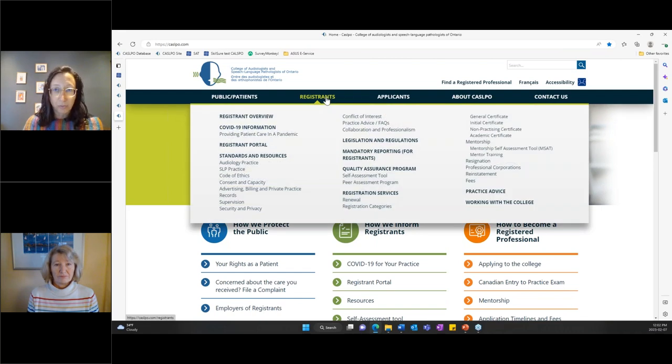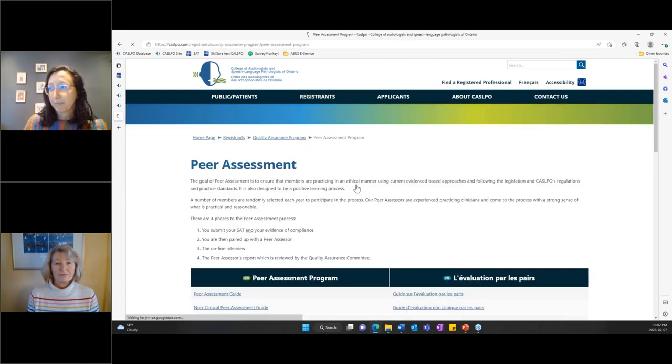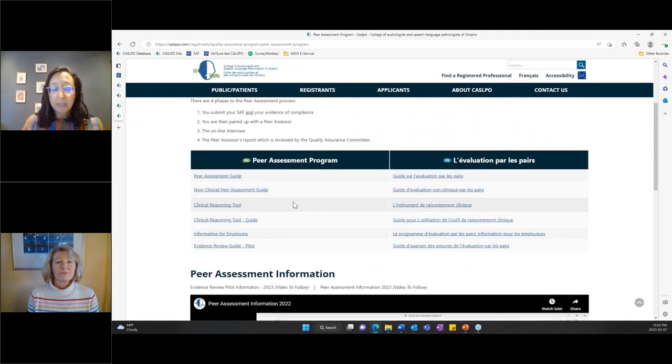If you hover over the word registrants at the top, partway down the middle is peer assessment. And so it will take you to this page. So you can see we have a clinical peer assessment guide, a non-clinical peer assessment guide. Sarah will be talking about the clinical reasoning tool, and so you can actually see what's going to happen there. And we also have a letter for employers about information, what happens at the peer assessment.